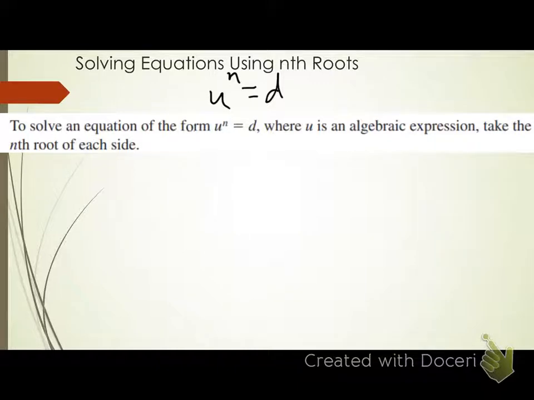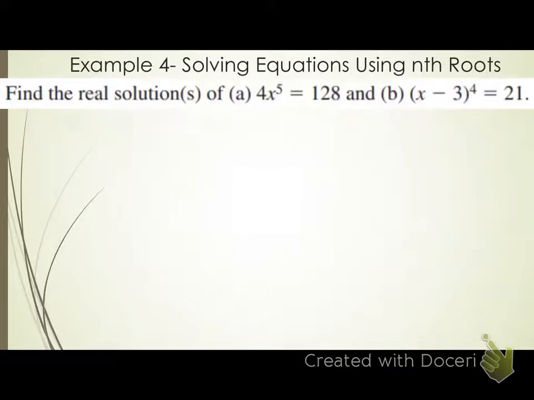Hopefully it makes more sense once we see an example. Can I go ahead and move on? Okay, example 4. Find the real solutions of 4x to the 5th equals 128 and x minus 3 to the 4th equals 21.